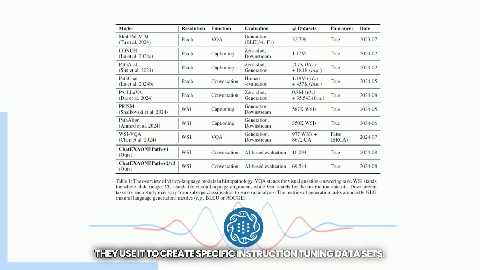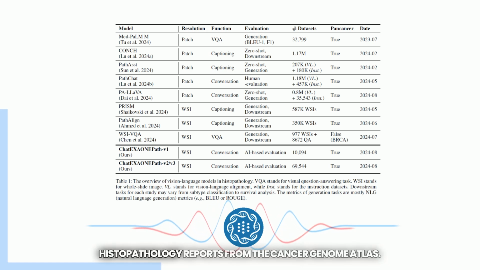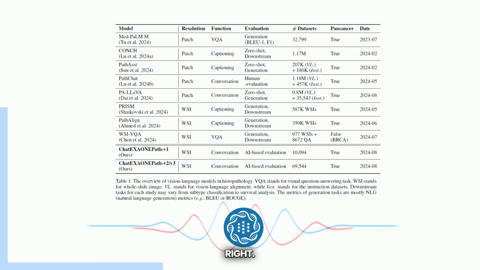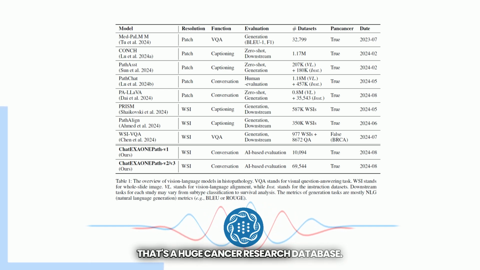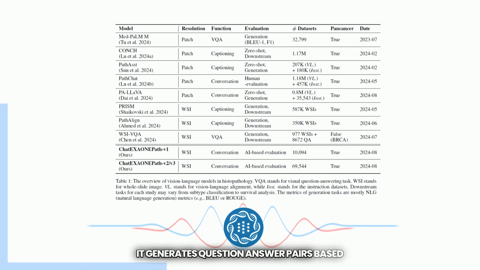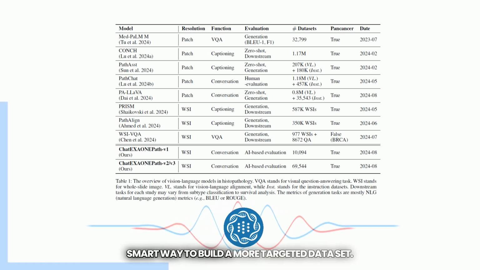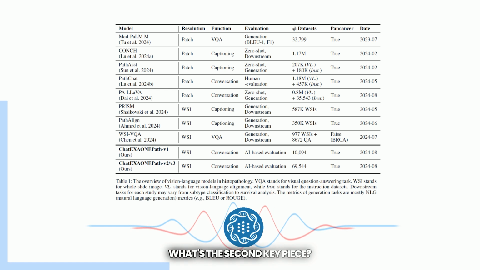They use it to create specific instruction tuning datasets. They took 10,094 pairs of WSIs and their matching histopathology reports from the Cancer Genome Atlas, TCGA. Right, TCGA, that's a huge cancer research database. So RADAR processes these pairs to make better training data. Exactly. It generates question-answer pairs based on the report content relevant to the image. Okay, smart way to build a more targeted data set. What's the second key piece?